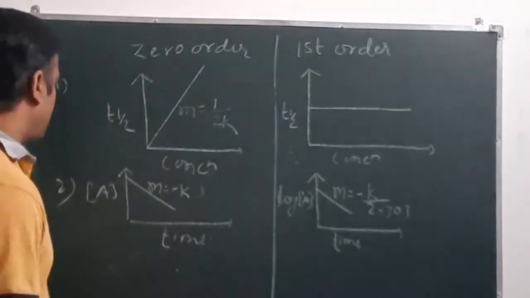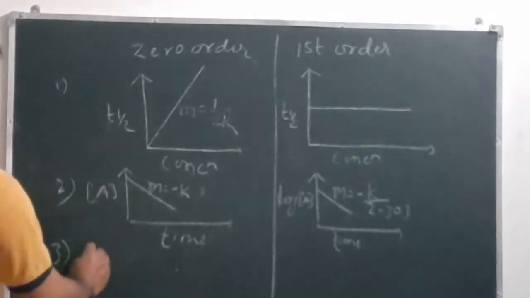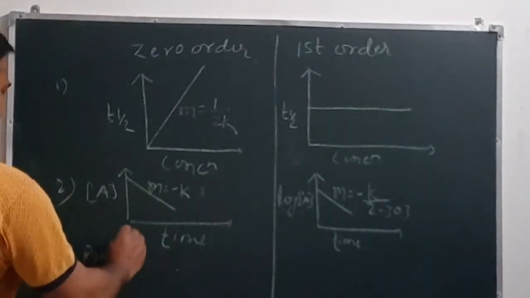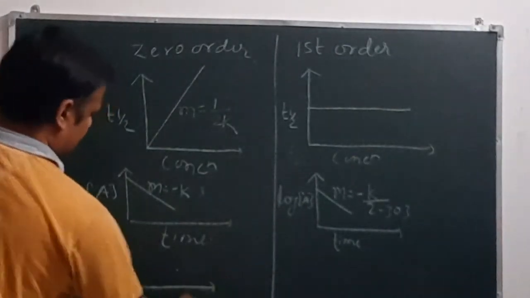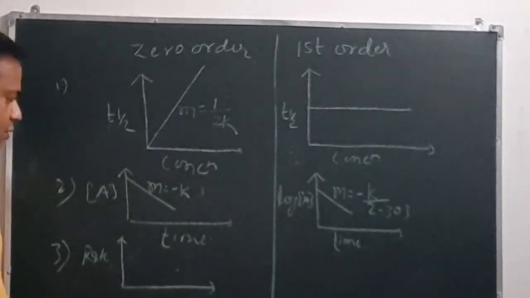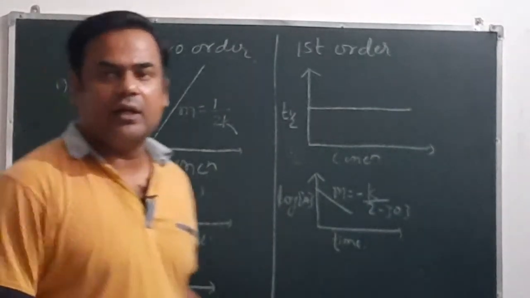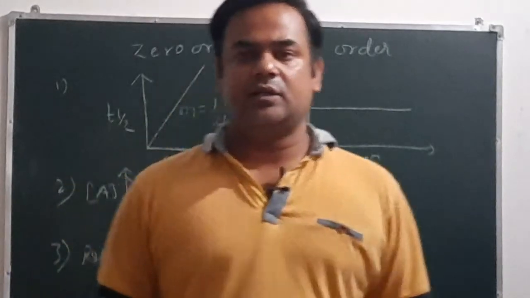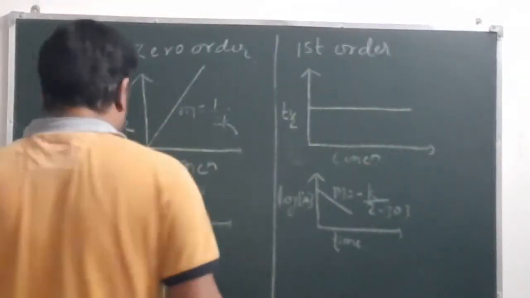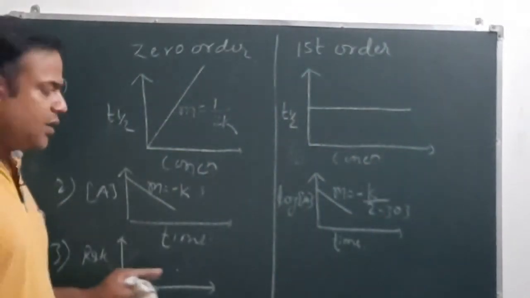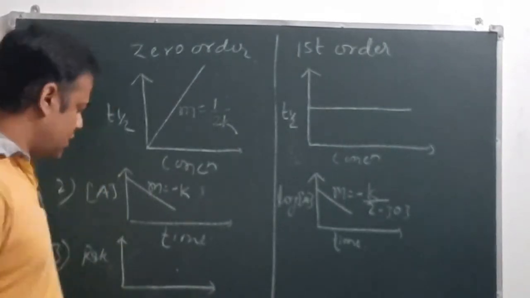Next is if we plot the graph between rate and concentration. If we plot the graph in case of zero order reaction between rate and concentration, then it will be a straight line. Here on the y axis we have taken rate, on the x axis we have taken concentration.